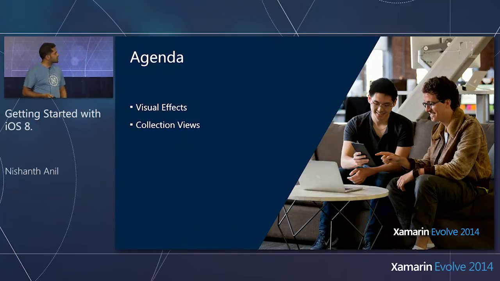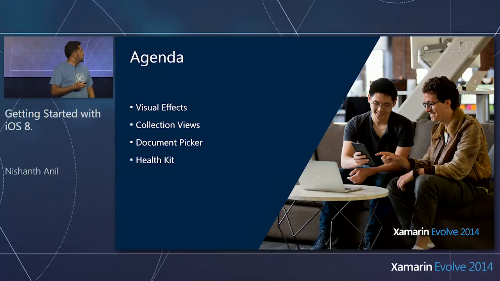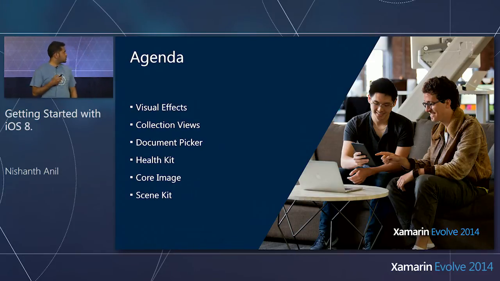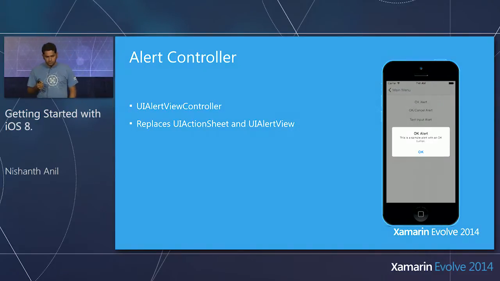Collection views, there's a slight change there. This is totally new. There's document picker. There is HealthKit, Core Image, SceneKit, and finally we'll look at PhotoKit, right? So let's get started.